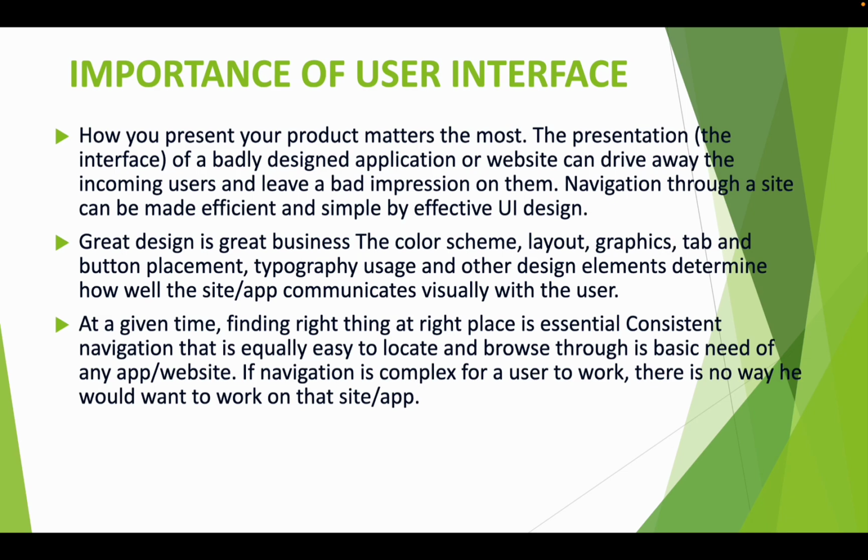The color scheme, layout, graphics, tab and button placement, typography usage, and other design elements determine how well the site or web app communicates visually with the user. At a given time, finding the right thing at the right place is essential. Consistent navigation that is easy to locate and browse through is a basic need of any website or app. If navigation is complex for a user, there is no way he would want to work on that site.